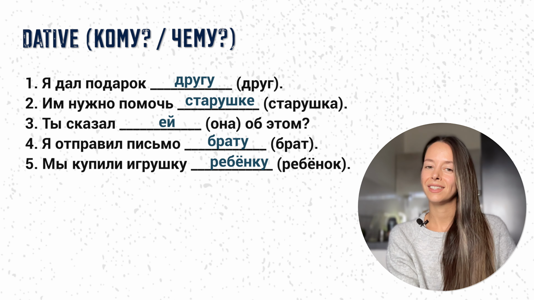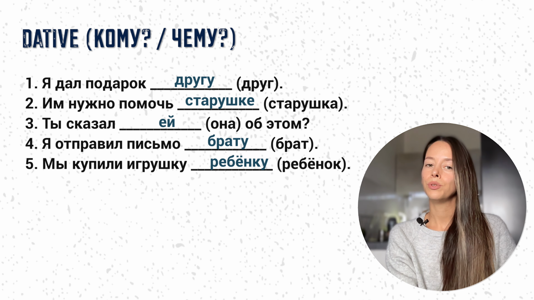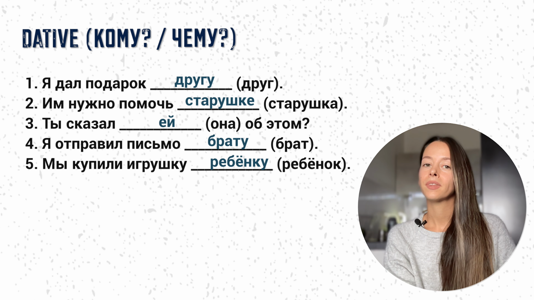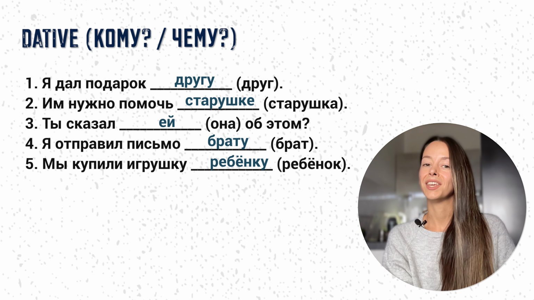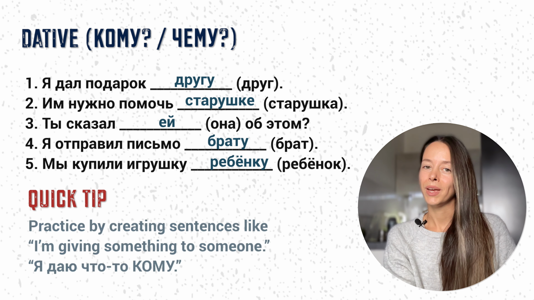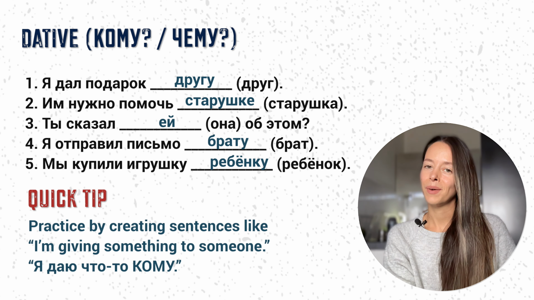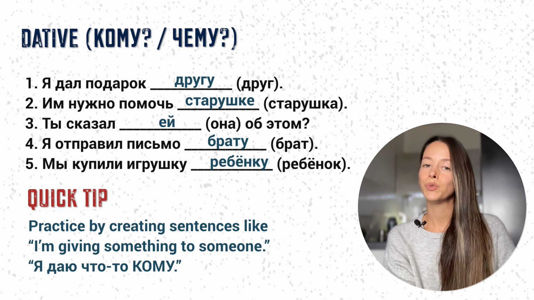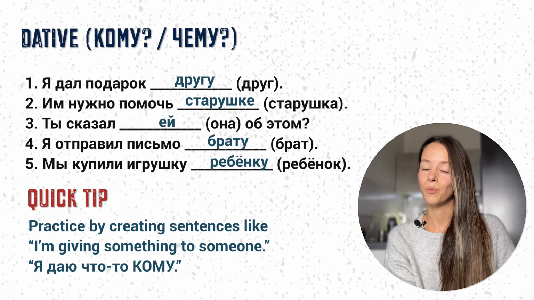As we already said, in Russian, the recipient of an action will be in the dative case. Also, we use the dative case in constructions like мне нравится, мне нужно, мне холодно. And here is a quick tip. A great way to practice this case is by creating sentences like I'm giving something to someone. In this structure, to someone should be in the dative case.